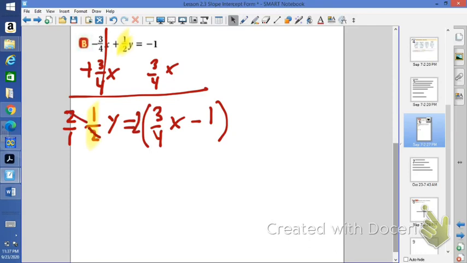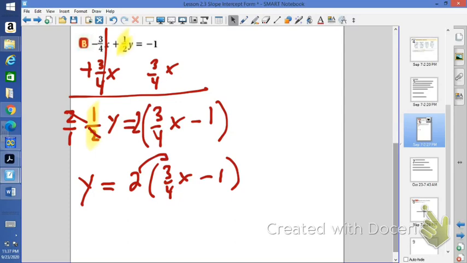So that cancels, that's 1. So I have y equals 2 times 3/4 x minus 1. All right, so I'm going to have to multiply this whole side by 2. So I'm going to do that by distributing.